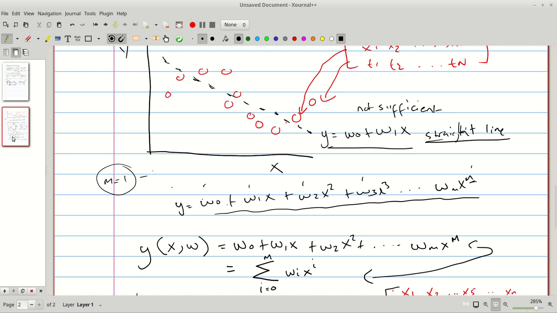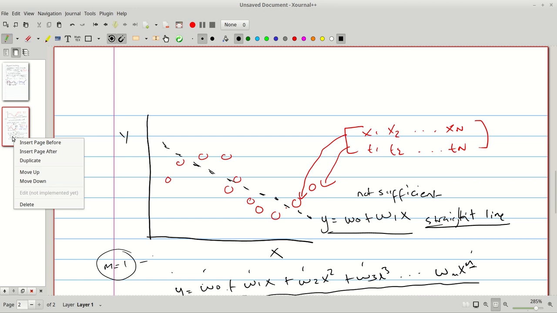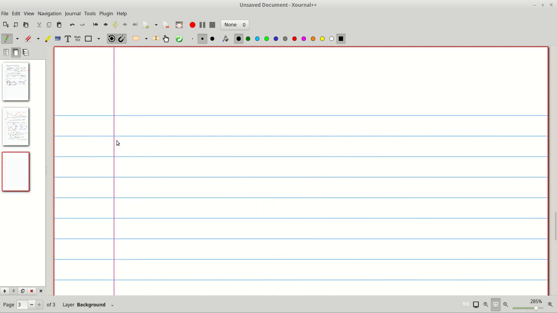Let me use a new page here to make things much clearer. Let me draw this again. So we have that.